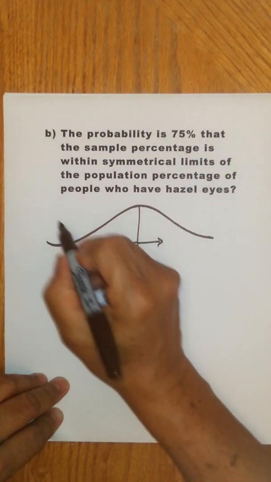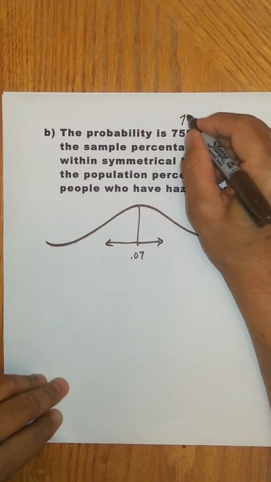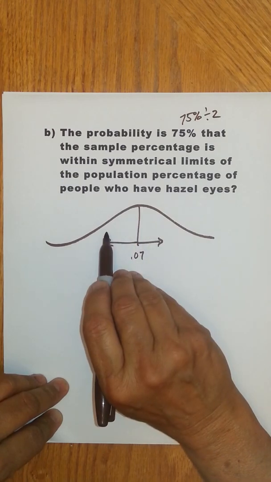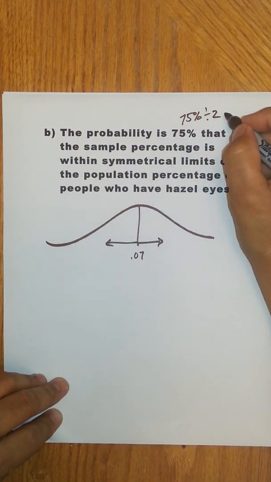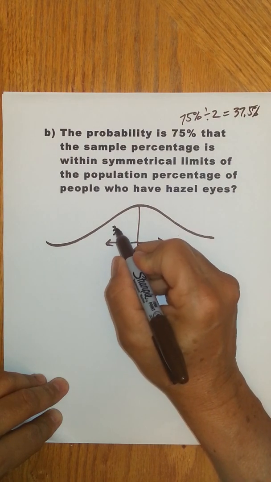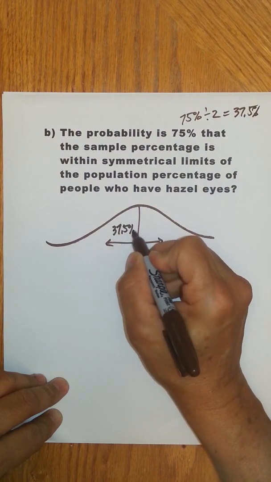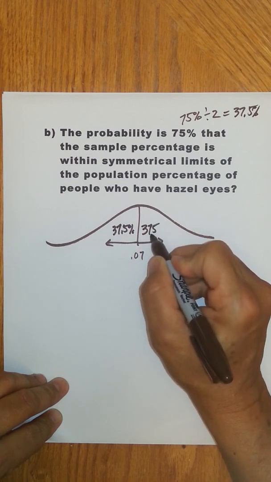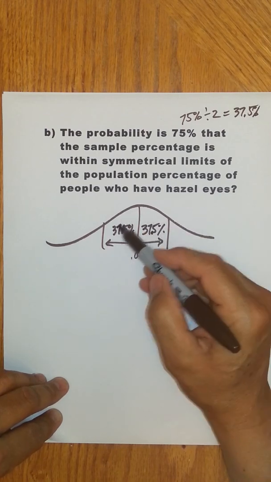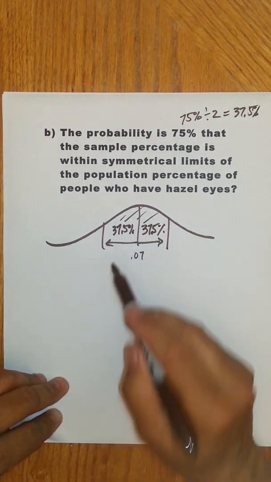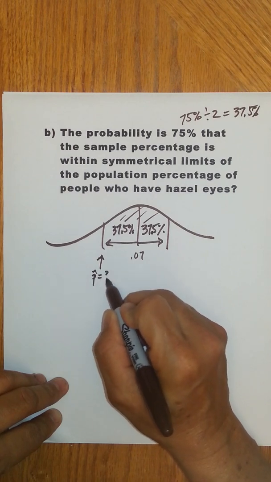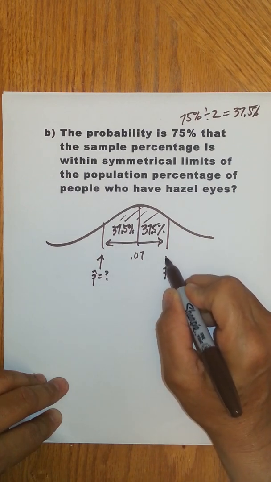So if you divide 75 by 2, because I want the symmetry, half on one side of the mean, half on the other side of the mean, you're going to get 37.5%. Okay, so that means I have 37.5% on one side of the mean, 37.5% on the other side of the mean, and I'm basically saying I'm capturing that much area under the curve. But what would that correspond to? What p hat would that correspond to? And what p hat would that correspond to here?